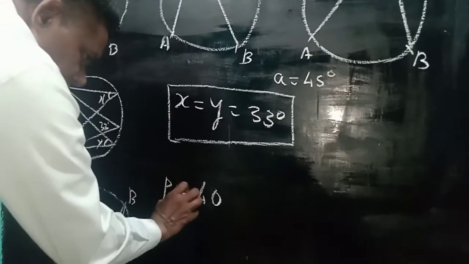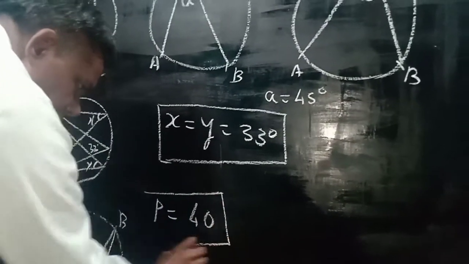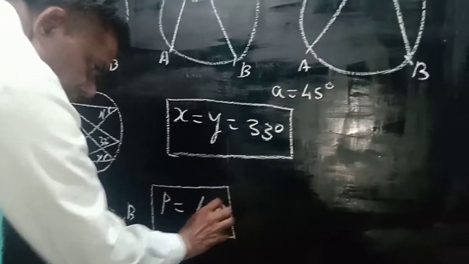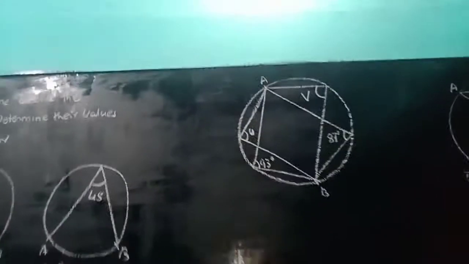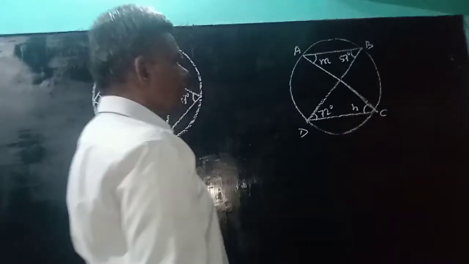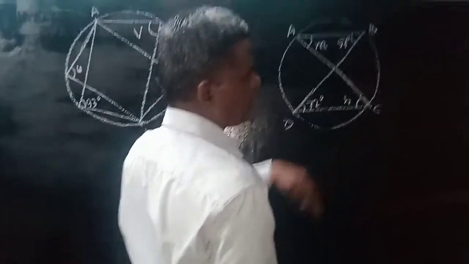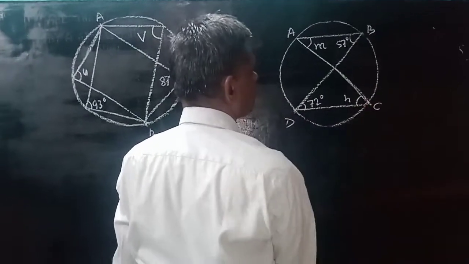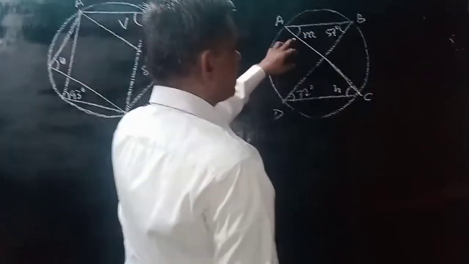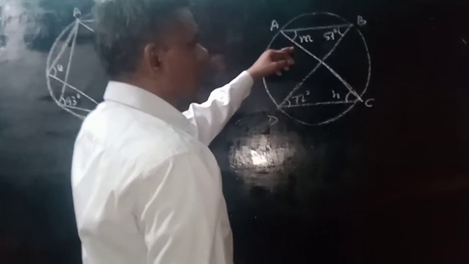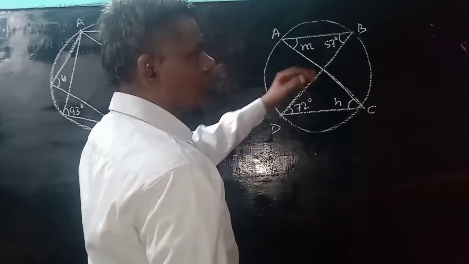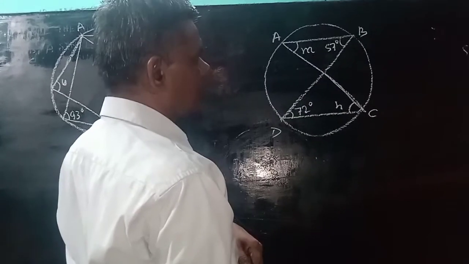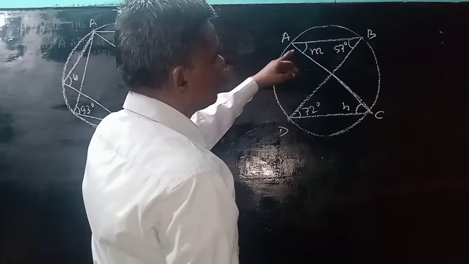So therefore angle P is equal to 40 degrees. Answer of this question. Another question, given below here. A, B and C, D are four points on a circle, and we have been given the measurements of angle M and angle N. They are unknown. So to find the value of the unknown angles, consider angle M.